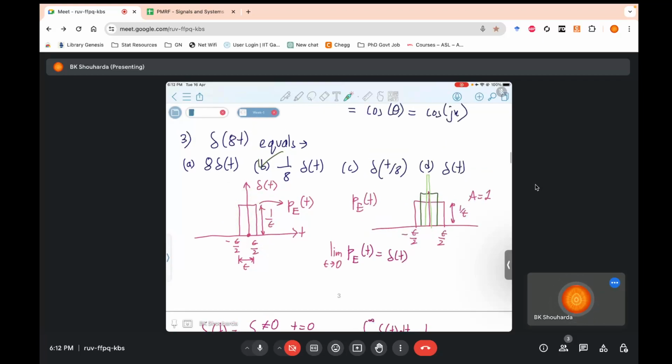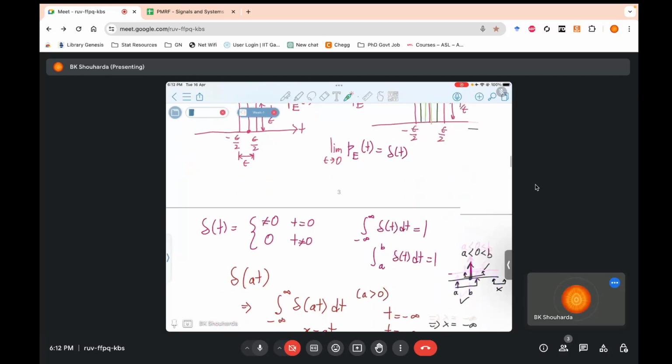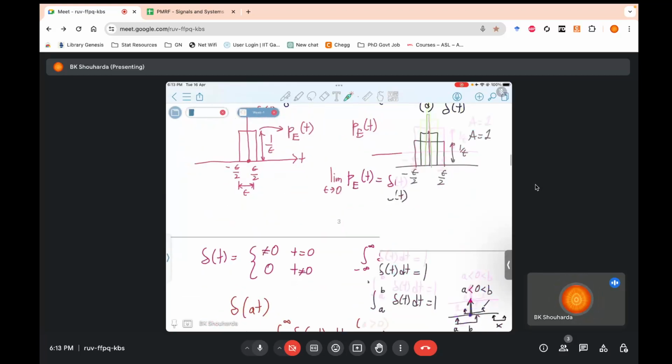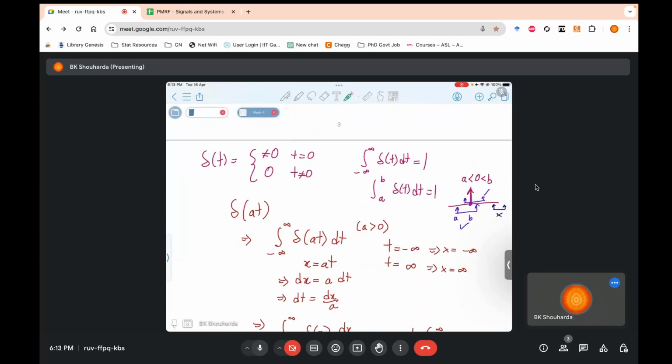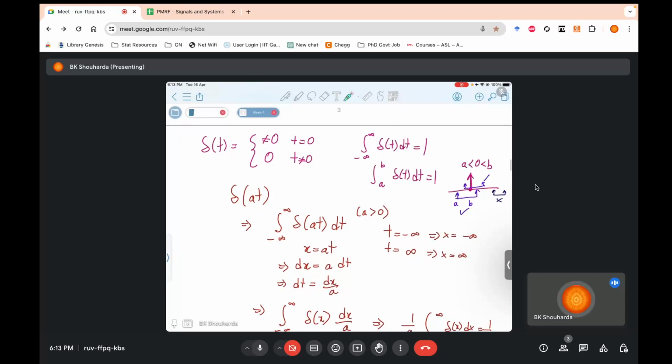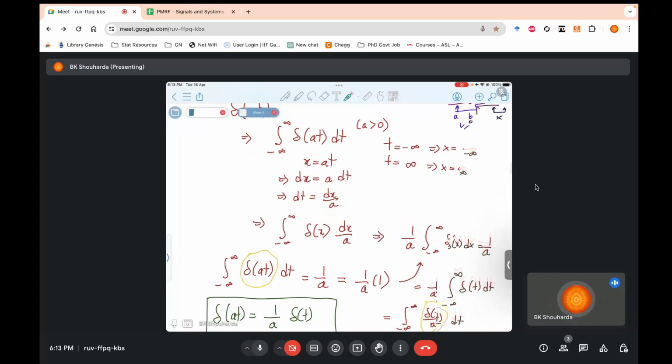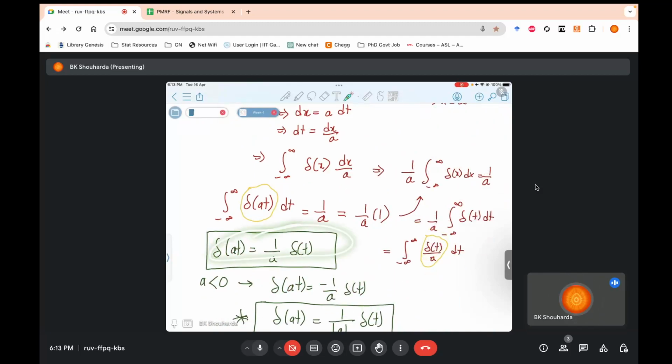So this is the scaling property of the impulse function, and there are certain properties that should be remembered. Delta t is 0 when t is not equal to 0, and it is nonzero when t is equal to 0. That means it jumps to infinity, and the integral under this is always 1. When you scale the integral value by a, then a comes out. There has been a lot of discussion regarding this.